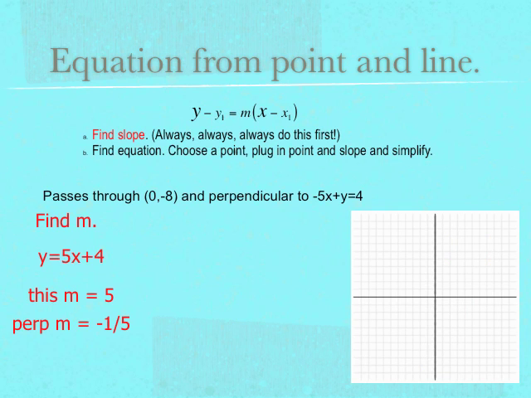Now I don't look at that equation again. I don't look at the 4, I don't look at the 5. I totally throw that away. I only hold on to my slope of -1/5 and my point, which is 0, -8.